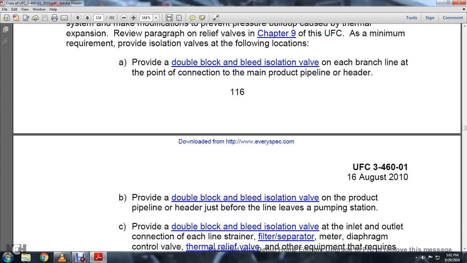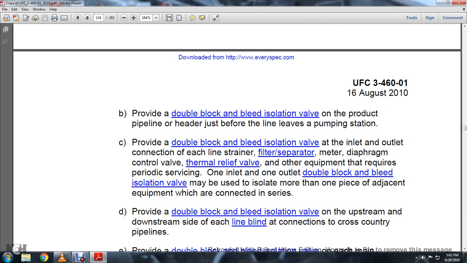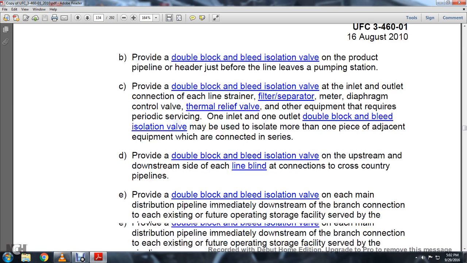Provide a double block and bleed isolation valve on the product pipeline header just before the line leaves the pumping station. Provide a double block and bleed isolation valve on the inlet and outlet connection of each strainer, filter separator, meter, diaphragm control valve, thermal relief, and other equipment that requires periodic servicing. Double block and bleed may be used to isolate more than one piece of adjacent equipment connected in series.